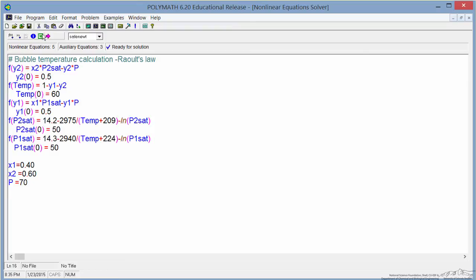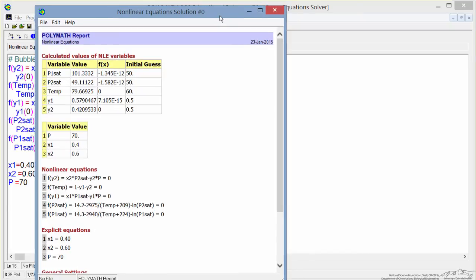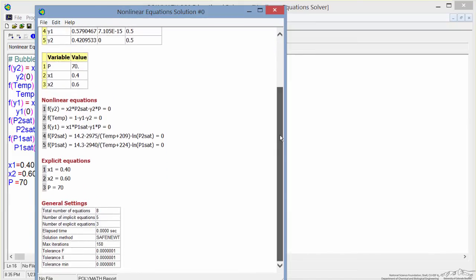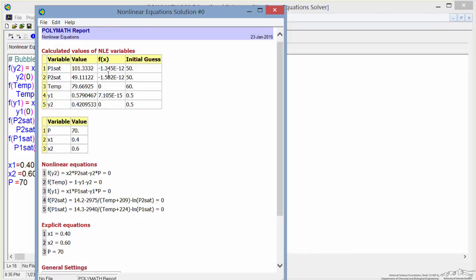Now, you notice this arrow lit up, indicating I put in all the information to solve the equations. So if I hit solve, then it generates the solution. Here is my guess temperature of 60, and the final temperature is 79.669. Here are my guesses for the saturation pressures and the actual saturation pressures, and likewise for the mole fractions. It shows the equations and the various settings. For the f(x) values, you can see we're trying to make them 0, and they get pretty close in most of these, 10 to the minus 12, 10 to the minus 15. So we have a good solution for the nonlinear equations.